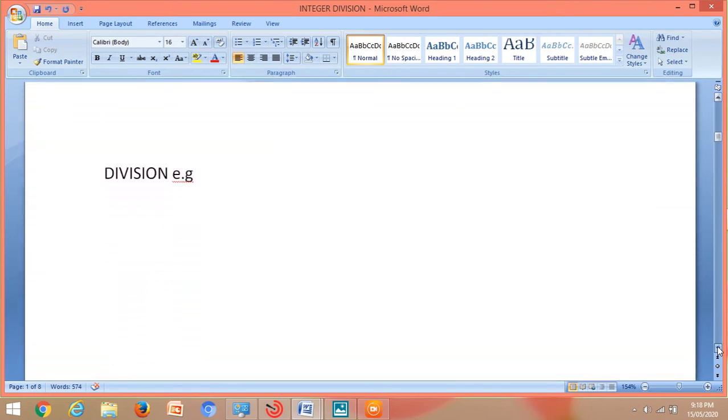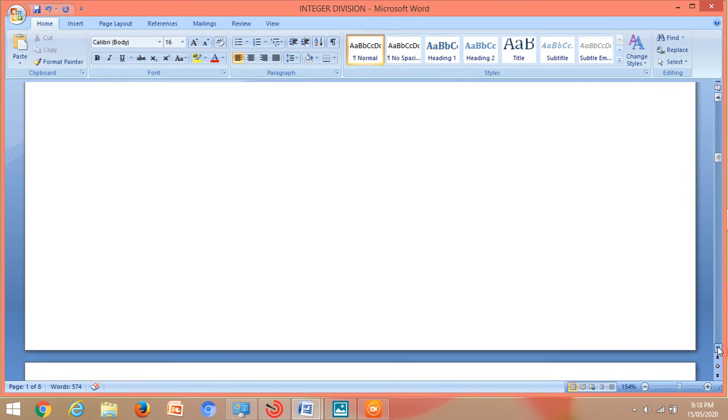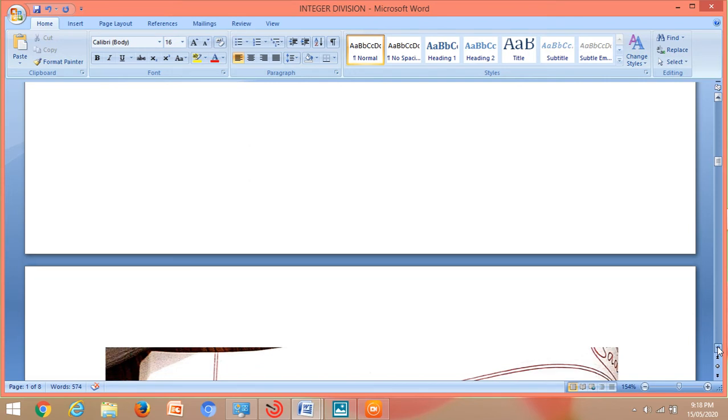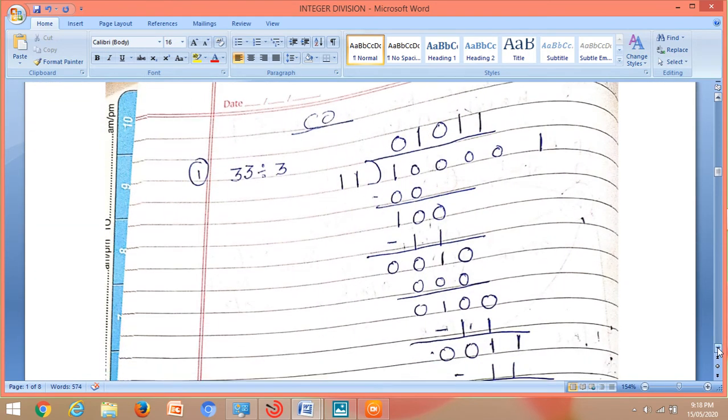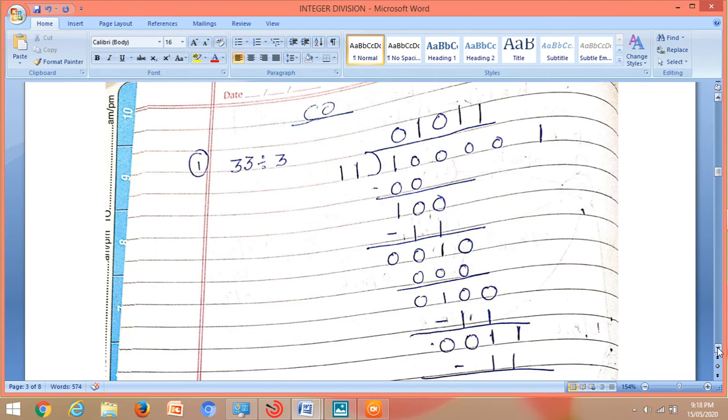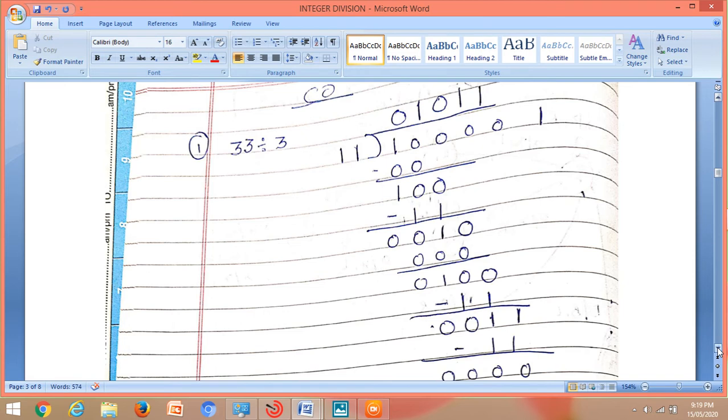Now let us come to the division. This is the actual, we are going to study the division part in this particular lecture. So I have taken one division over here. See, whenever you are doing a binary division, the method of binary division is same as your decimal division. The way in which we do a decimal or a normal division, the same way you have to do a binary division. It is nothing different from that. Therefore, I have directly taken an example.